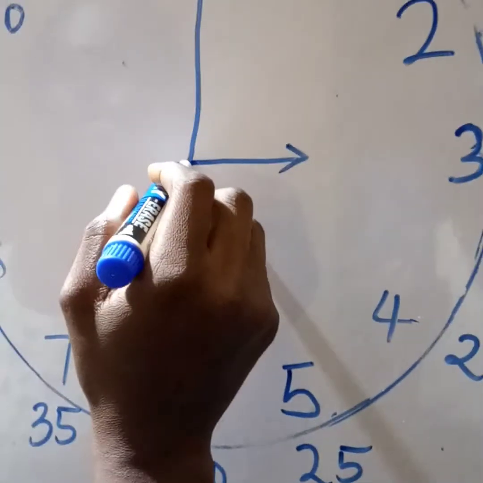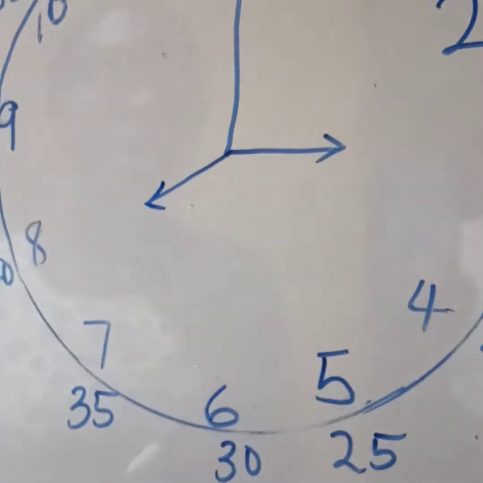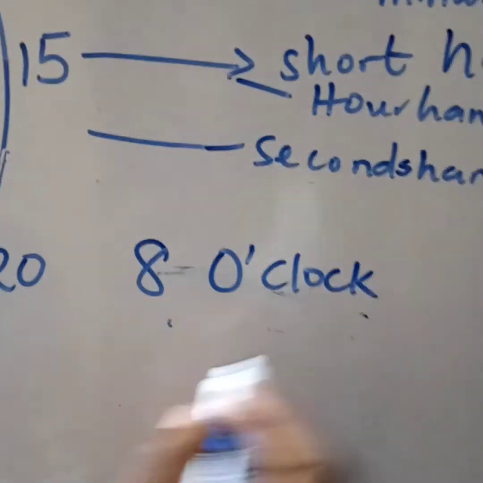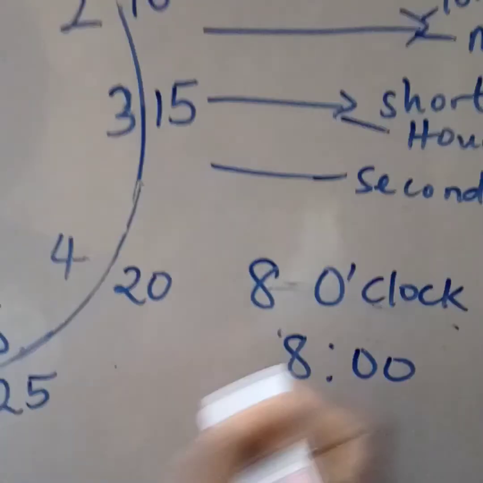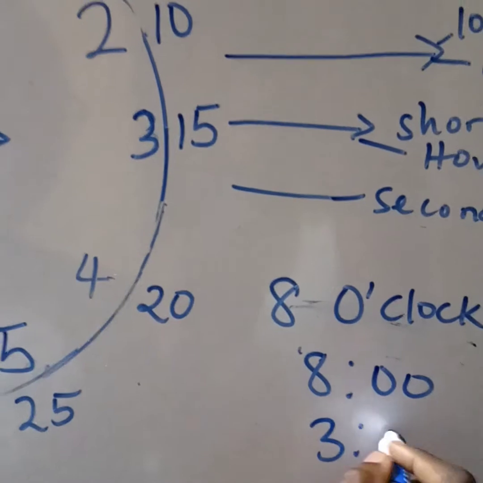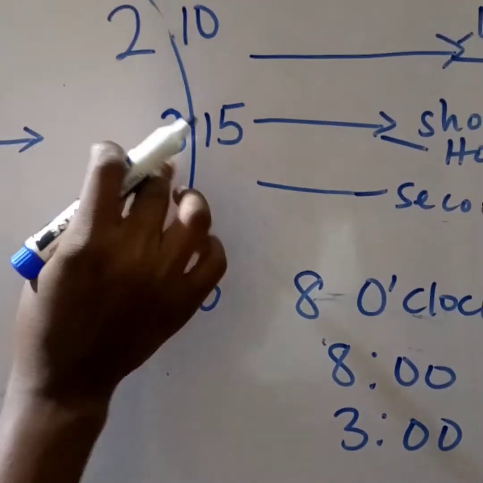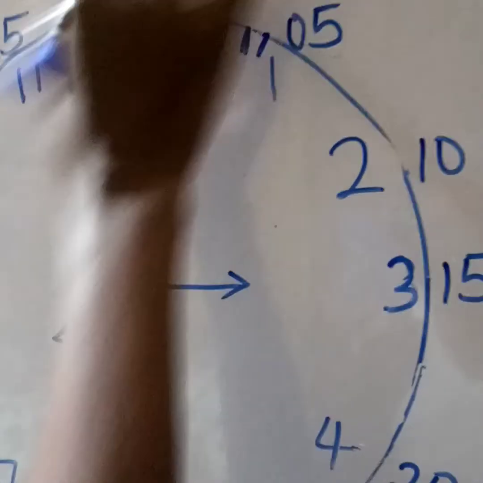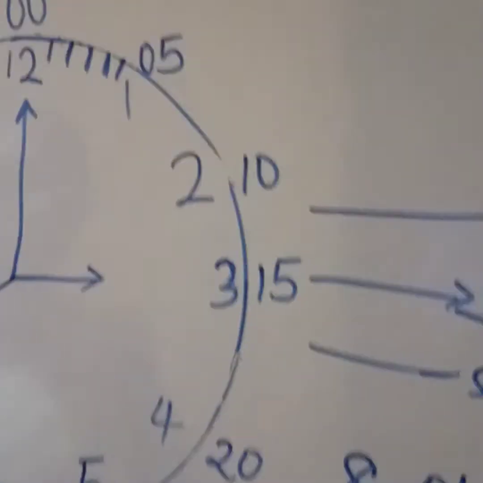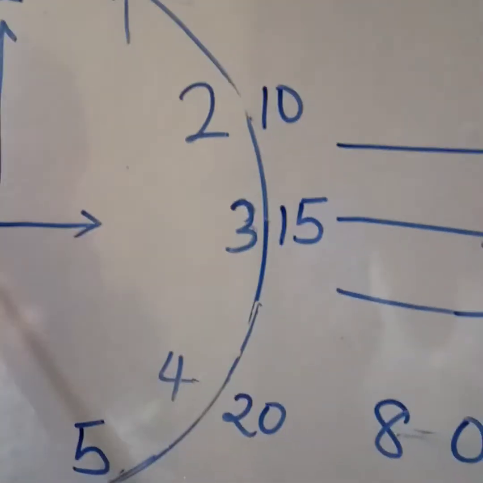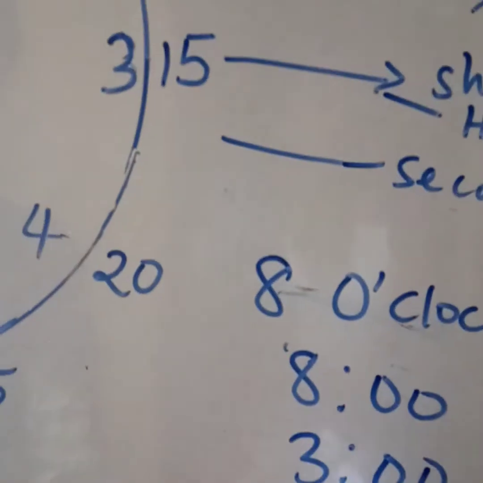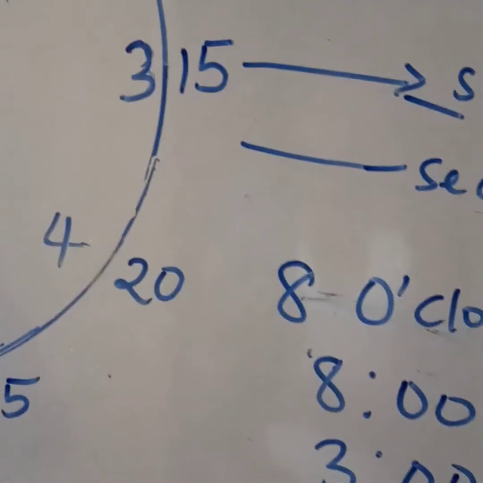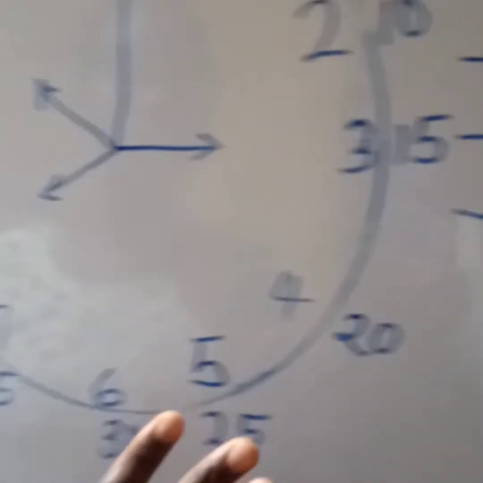Then if the short hand is now on 8, we say what? 8 o'clock. You either write it this way, this is analog, or you write it this way. 3 o'clock is written this way. You can see this 3 o'clock. This is what? 8 o'clock. That is how to get it. So if it is on 10, it will be what? 10:00 o'clock. That is when it comes to o'clock time.